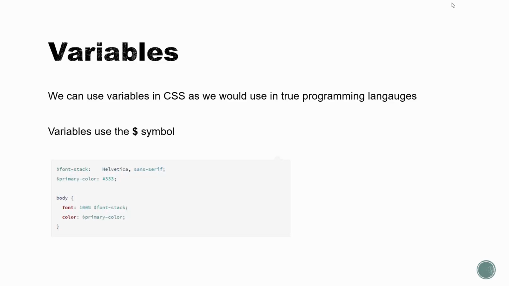So variables, we can use them in our CSS code or in our Sass code as we would in a true programming language. Variables in Sass have to start with the dollar sign symbol, and here's an example. You can see we have a variable called font stack. We're setting it to Helvetica sans serif, and we also have a primary color variable which is set to the hexadecimal value 333. And then down here in our styles we have our font where we're saying we want it to be 100%, and then we're also inserting this variable which is the Helvetica sans serif. And then the color has the primary color. So we could reuse this variable all across styles all throughout the page, all throughout the website.